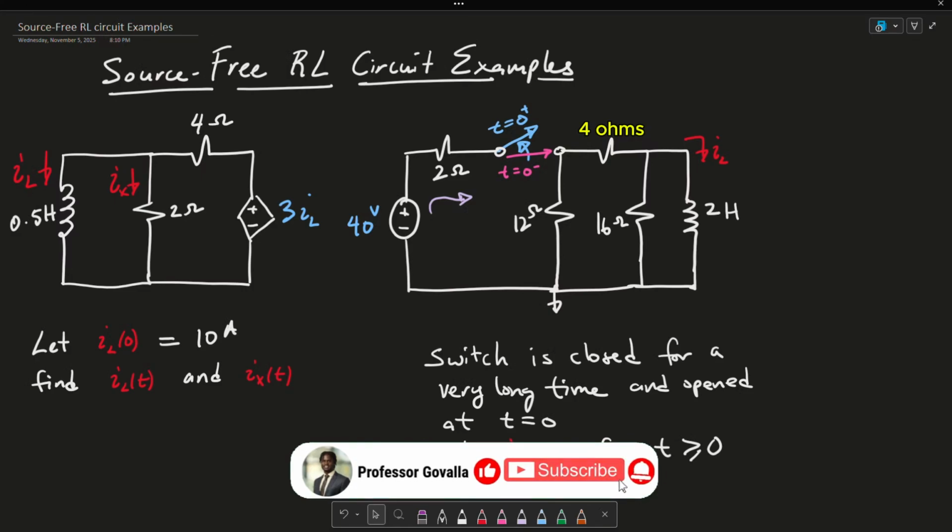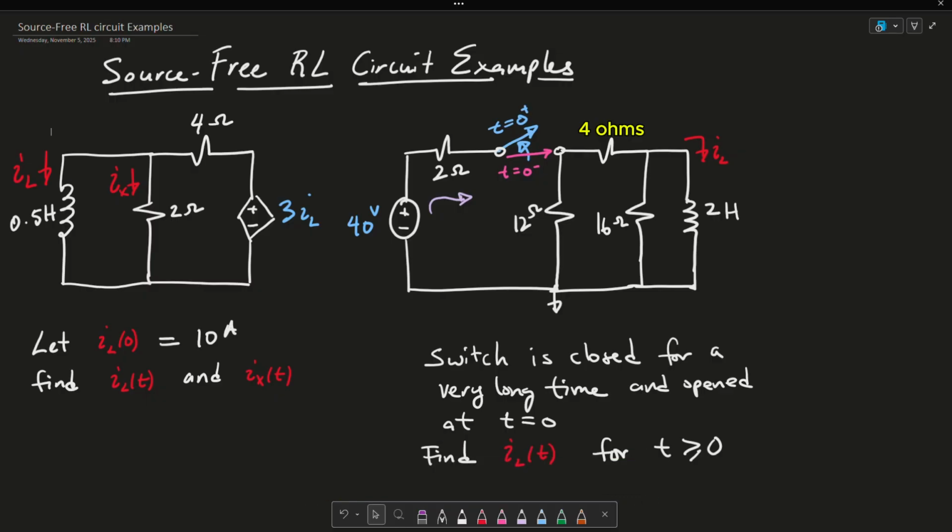My name is Professor Gavala, and today I'm going to be doing two examples of source-free RL circuits, where the first one tells us that if we've charged up this inductor to have a current through it of 10 amps and we disconnect the DC source charging the inductor, what is the natural response iL(t) going through it, and what is the current ix going through the resistor.